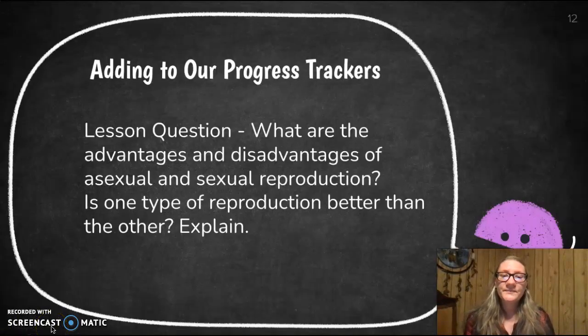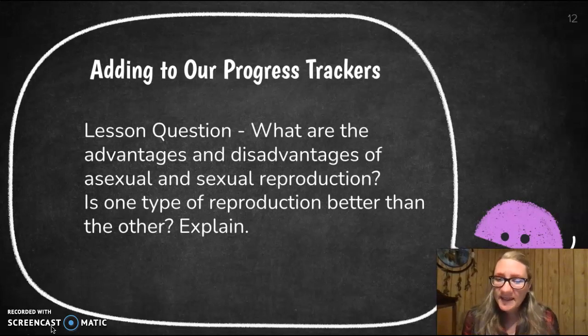Alright, so having said this, I want you to write this question down in your notebook, which is our lesson question. What are the advantages and disadvantages of asexual and sexual reproduction? And then, after you answer that, is one type of reproduction better than the other? And please explain why.